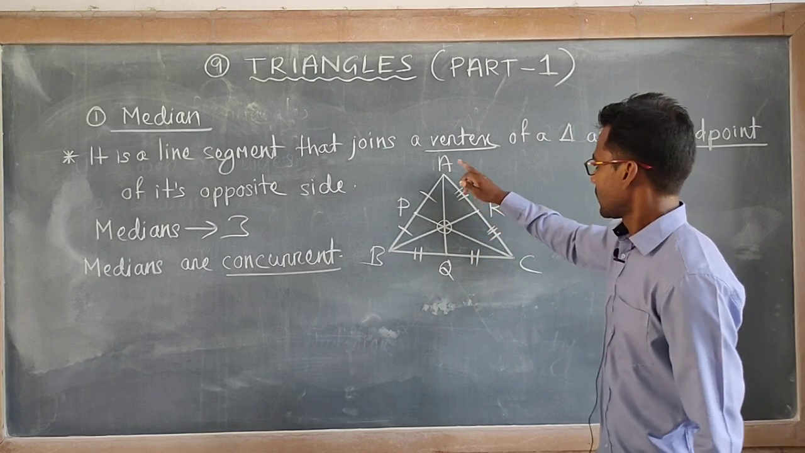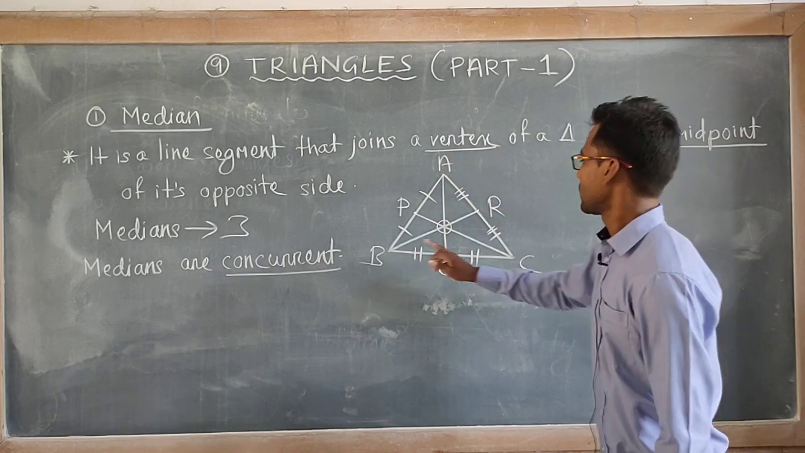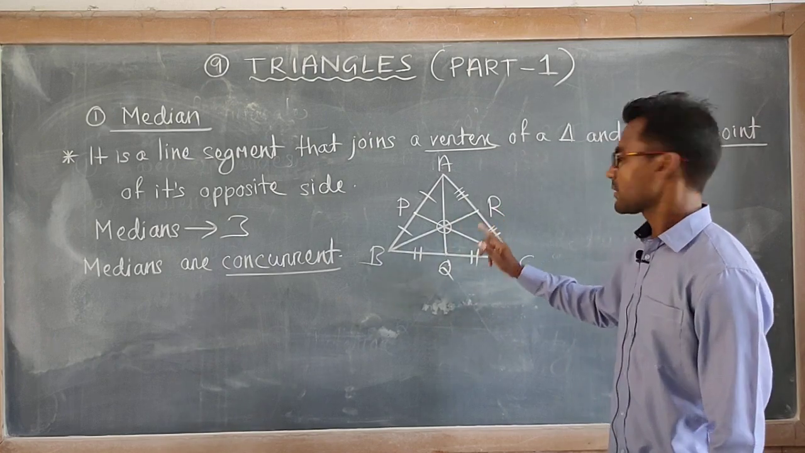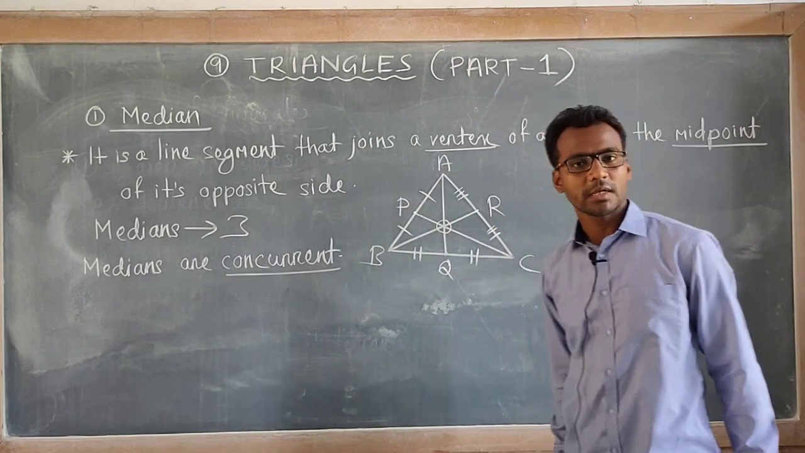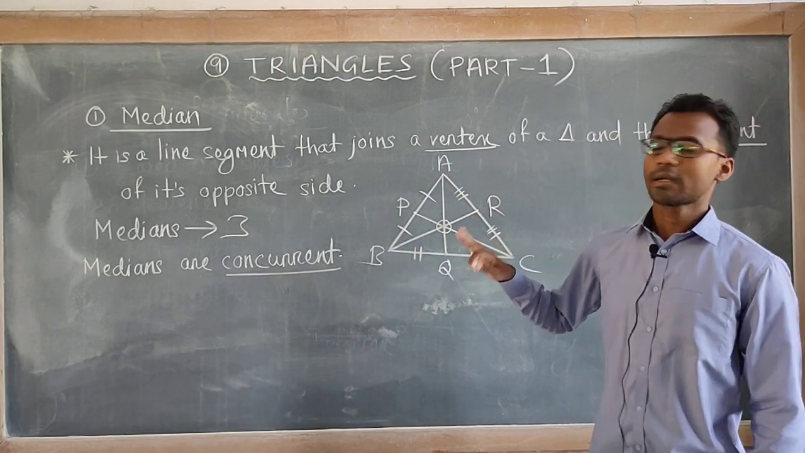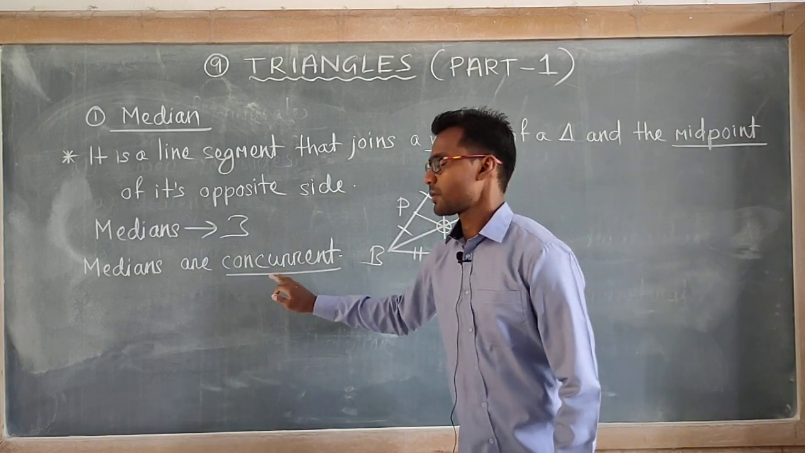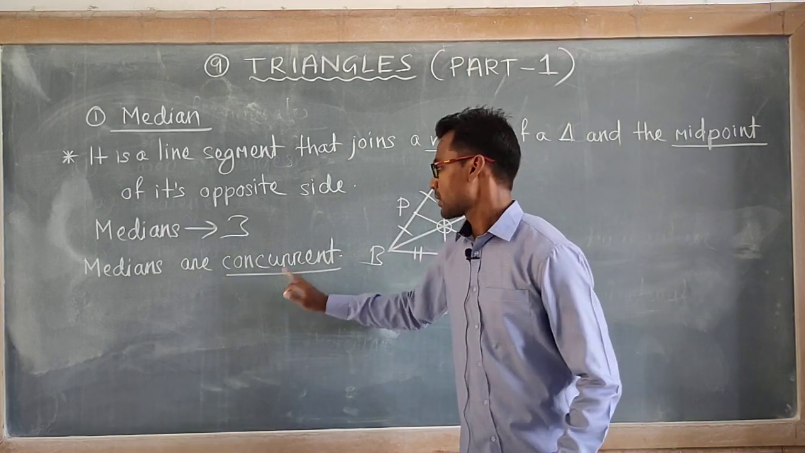See, AQ is a median, it is a line, BR is another median, another line, CP is another median, another line. These lines are passing through the same point, so we say that they are concurrent. So this is the meaning of the mathematical word concurrent.